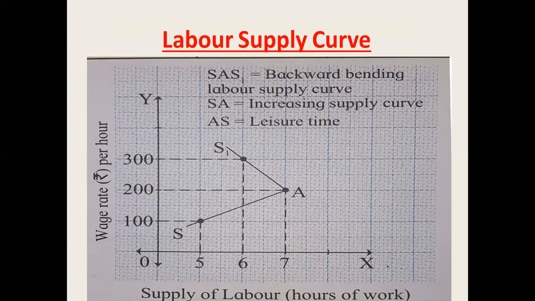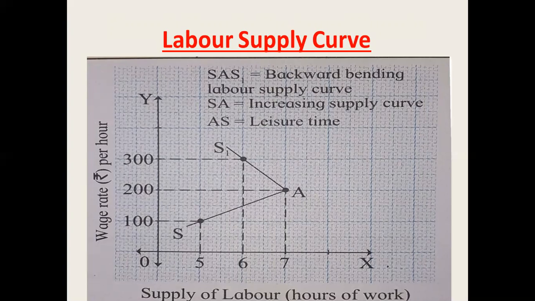So at point A, the supply curve bends backward, which becomes an exception to the law of supply. This situation is not in accordance with the law of supply. So that's why it's an exceptional case.